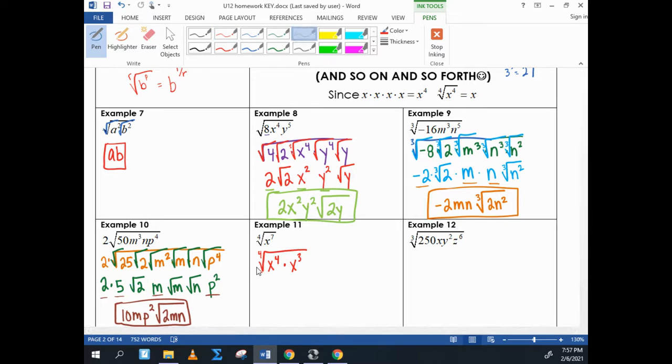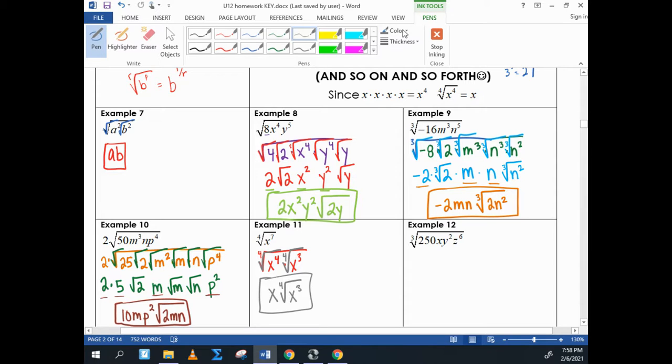All right, then just take the fourth root of both of those individually. The fourth root of x to the fourth is just x. And this just stays the fourth root of x to the third. And you're finished. That's all you have to do for that one.